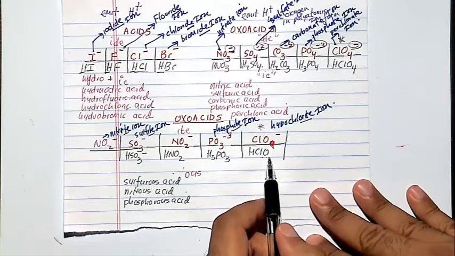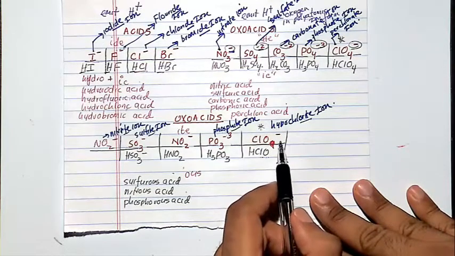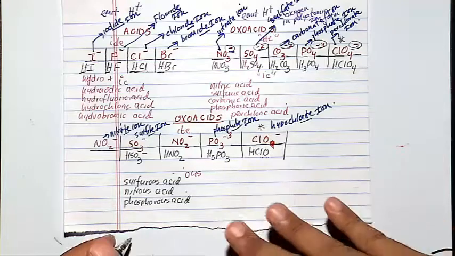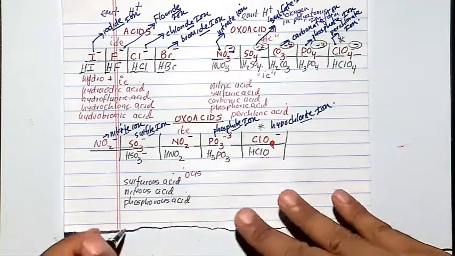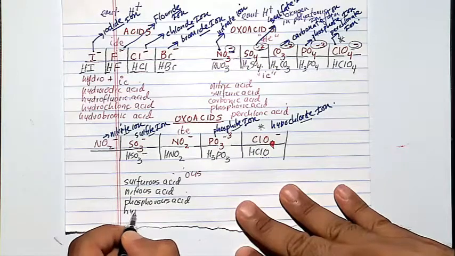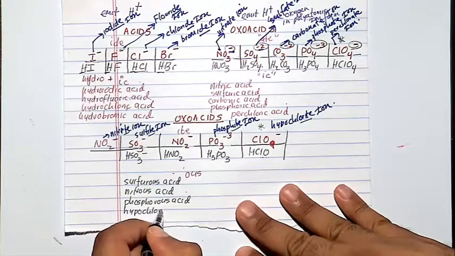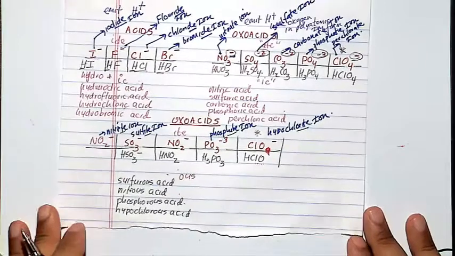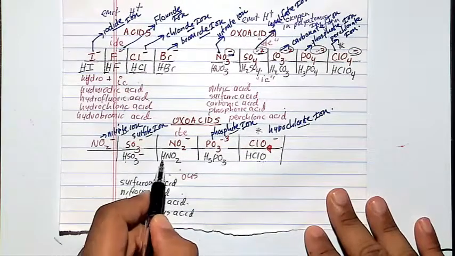HClO is actually a conjugate of ClO minus, and it's hypochlorite. Ite becomes ous after it picks up the proton, and it's hypochlorous acid. It's important to recognize that this H plus can dissociate.